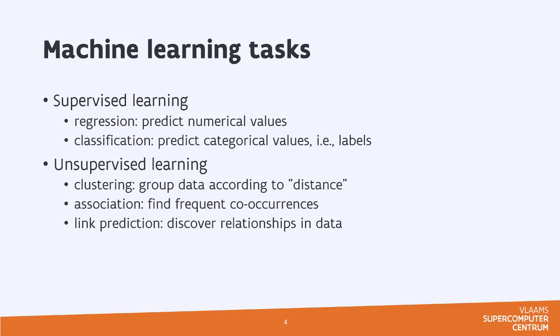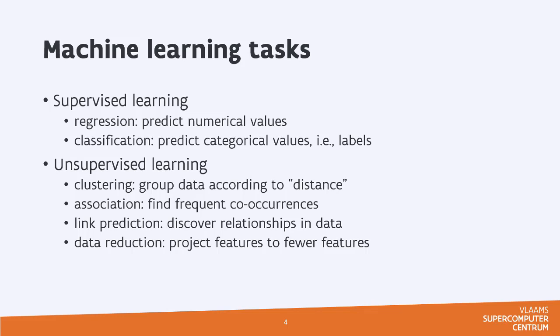And then there is link prediction, discovering relationships in data. And one application you might think of is Facebook, which suggests that you might want to be friends with certain people. And that is just based on discovering relationships between you and other people, and those other people again with other people. So basically you try to predict a link, a potential link between different individuals.